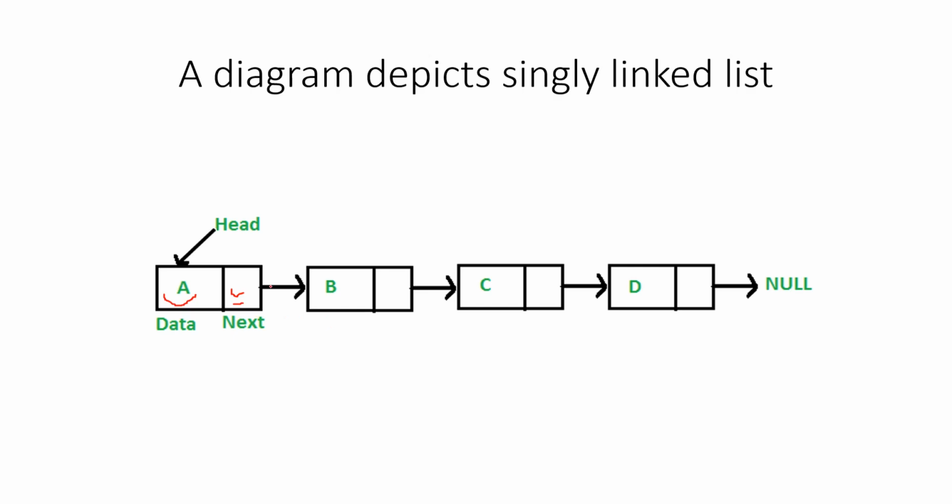So this is the head of the linked list. We start with the head, then go to the next, to B, then to C, and to D. And the last element's next pointer shows null. It means that we don't have any elements after D.